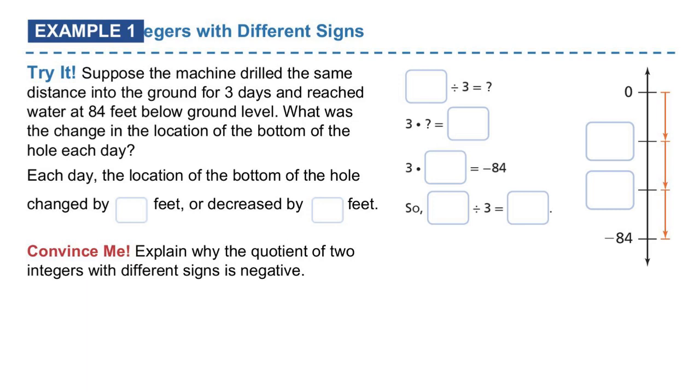This is the try it at the bottom of page 54. It says, suppose the machine drilled the same distance into the ground for 3 days and reached water at 84 feet below ground level. What was the change in the location of the bottom of the hole each day? Now there's a lot of boxes here for you to fill in. I want you to pause me. I want you to fill everything in except the convince me. And then come back when you're ready for checking.